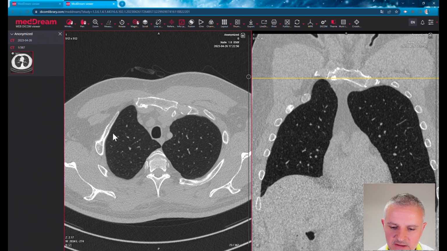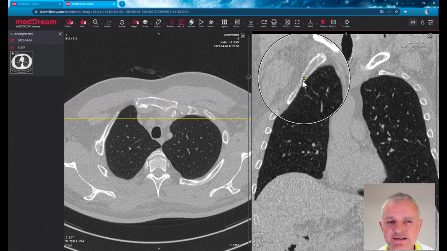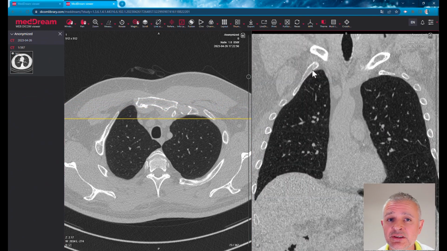Here is the coronal. This is called a rib fusion, and as such, this is a do not touch lesion, meaning that all you have to do is just to recognize it, and there's no further imaging required.